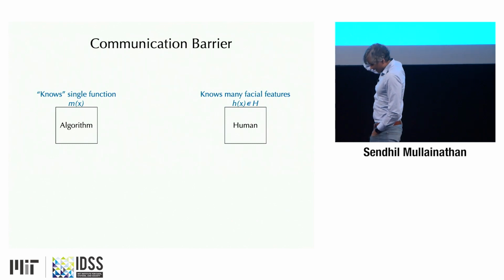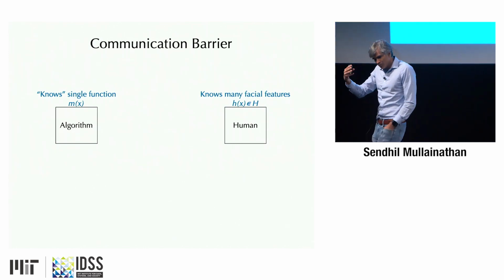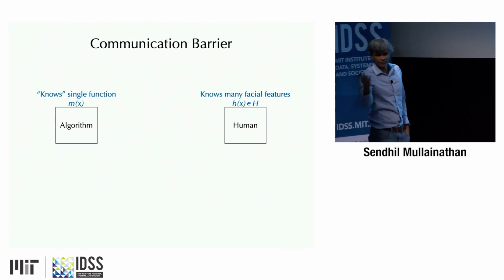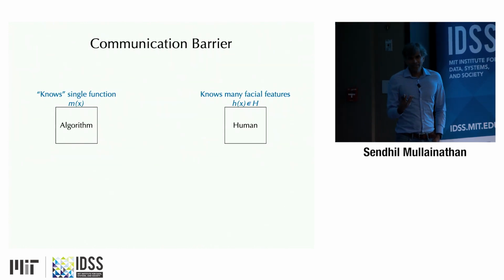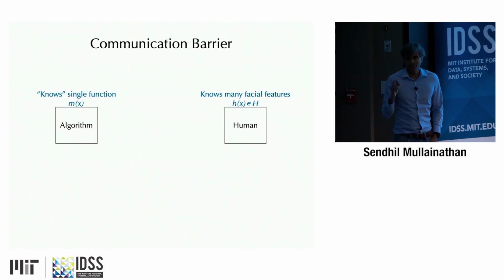On the left-hand side, if I anthropomorphize a bit, the algorithm knows the m of x function. It's from pixels to some prediction. On the right, we sit. What we know is a bunch of functions from pixels to something, which are features. Handsome, whatever, whatever. Those are all features. They're all pixel functions. We know them.